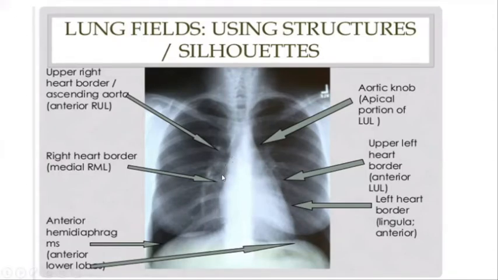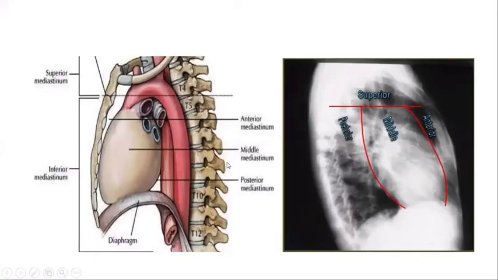When the silhouette is lost, this is known as the silhouette sign. Now let's have an overview of the mediastinum. There are two mediastinum, superior and inferior mediastinum. This is marked at the level of the manubrium sternum and the body of the sternum. This is the sternal angle. Similarly, the inferior mediastinum is divided into three parts: anterior, middle, and posterior, on the basis of relation to the anterior pericardium and posterior pericardium.